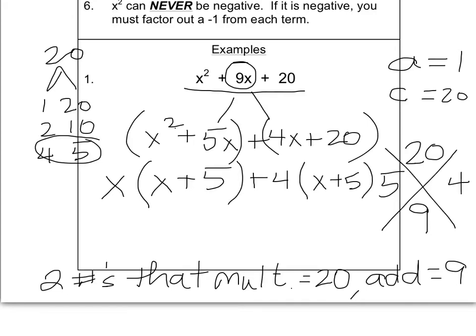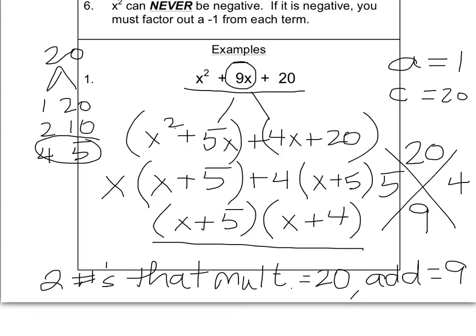And now if you look at the binomials, what do they both have in common? They both have an x plus 5 in common, with x plus 4 left over outside the parentheses. Okay? Now, one way that you can go back through and check this is you can FOIL this binomial. If you FOIL that binomial, you should end up with the trinomial x squared plus 9x plus 20 as an answer. So you can always go back and check yourself.